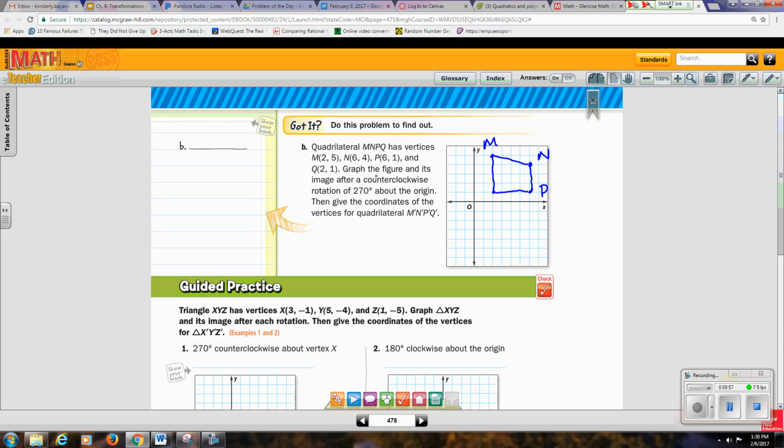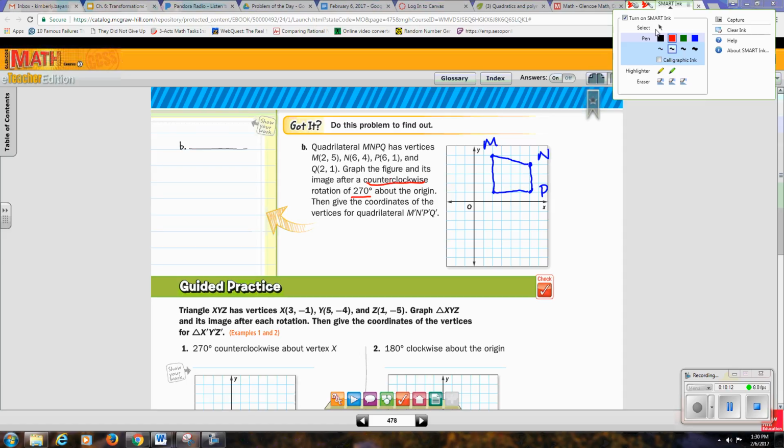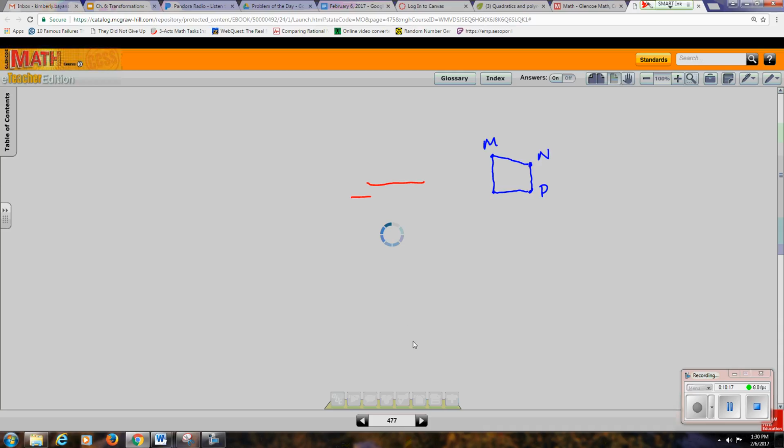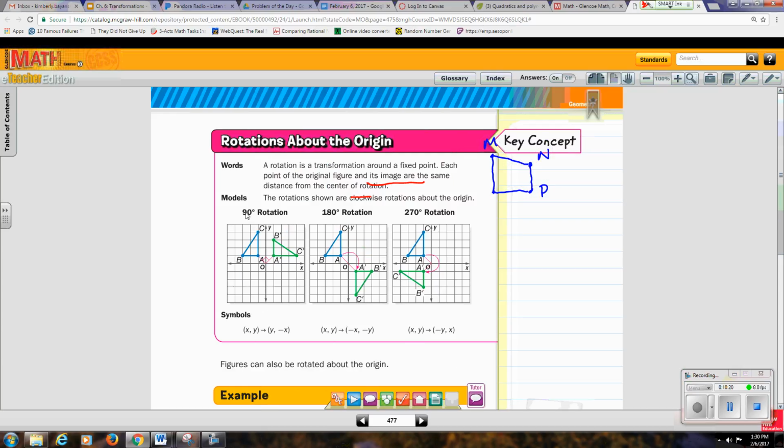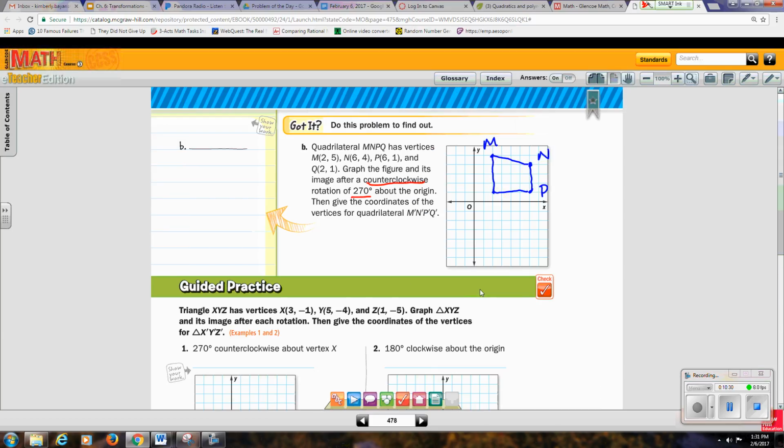It's telling me to graph the figure and its image after a counterclockwise rotation of 270. Okay, counterclockwise rotation of 270. So if we go back, bear with me, if we go back to this page right here, and I said this was a 90 degrees clockwise or 270, we're going to use this pattern right here. So we're going to use the y, negative x. So let's go back to 478 and just know we're going to use y, negative x.